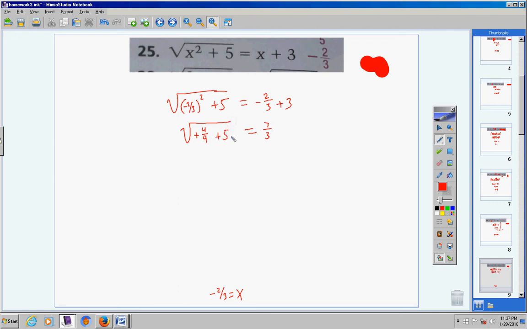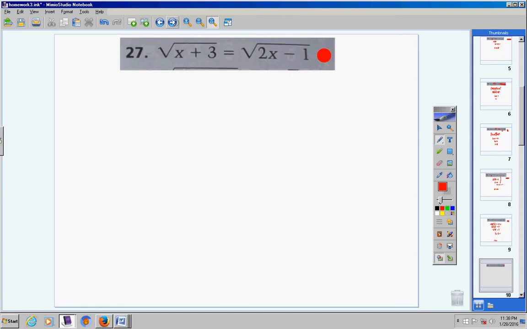Now, using your calculator, take 4 9ths plus 5. You'll get out a decimal. Then hit math, enter, enter. And you should get 49 over 9. So 4 9ths plus 5, enter, then math, enter, enter. You get 49 over 9. And the square root of 49 is 7. And the square root of 9 is 3. So the square root of 49 over 9 is 7/3. So it checks perfectly. Alright, number 27.